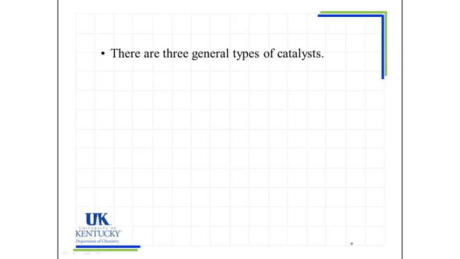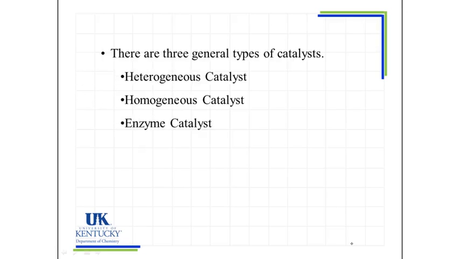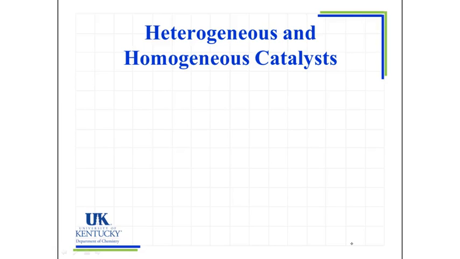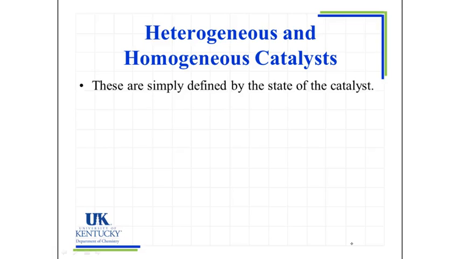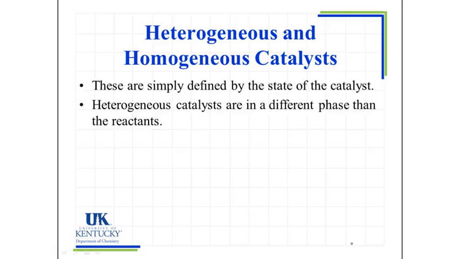Now there are three general types of catalysts. You've got your heterogeneous and your homogeneous catalyst, and then you've got your enzyme. Heterogeneous and homogeneous, we'll talk about them together. They're really defined by the state that the catalyst is in. Heterogeneous catalysts are in a different phase than their reactants.